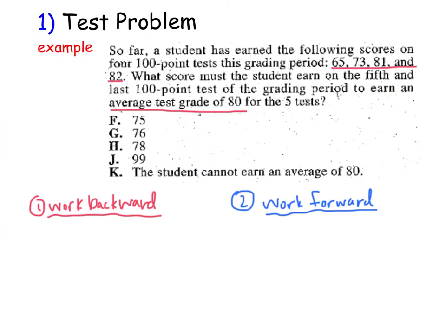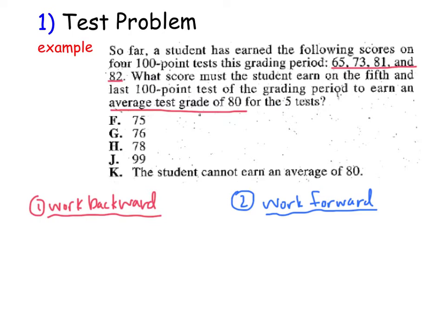The first type of question we're going to talk about are test problems. These problems are pretty common when you look at practice tests. These show up pretty much on every practice test. So what we want to look at today are 2 ways of doing this problem. The first way is work backward from the solutions. So you got 4 solutions here, and then the K solution is the student cannot have an average of 80. And number 2 is work forward, just simply figure the problem out.